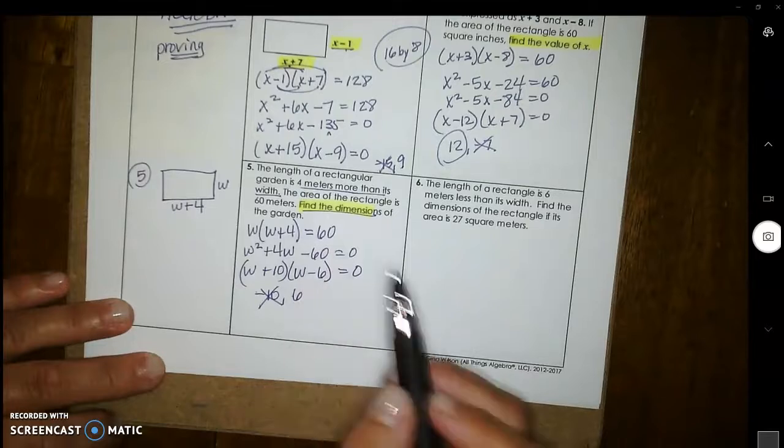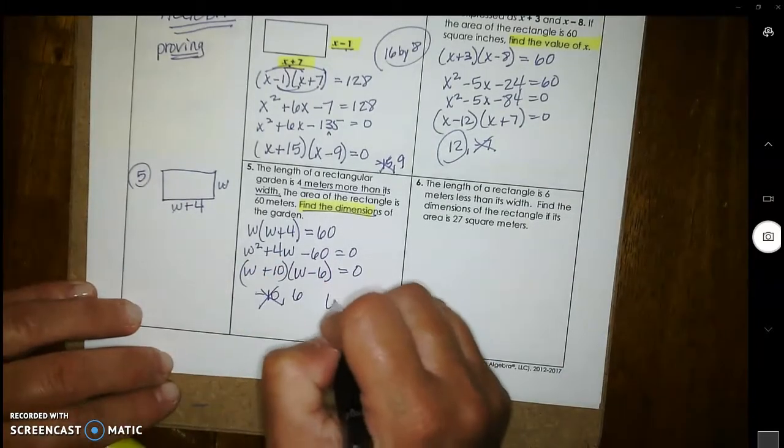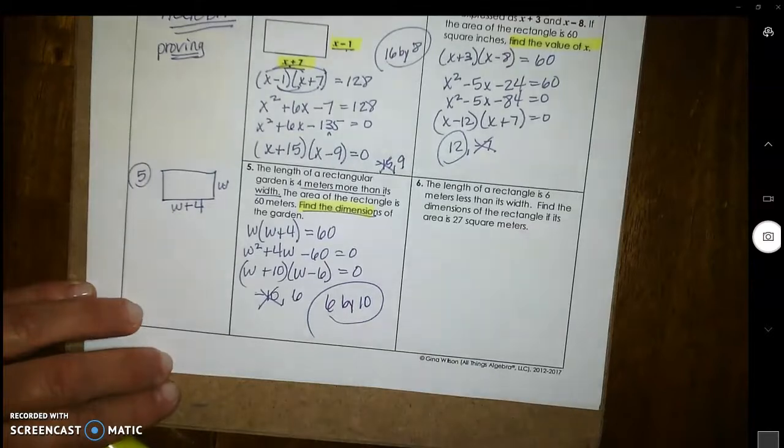Okay, so dimensions, I want dimensions. So I want 6 and 6 plus 4, which is 10. So the dimensions are 6 by 10, okay?